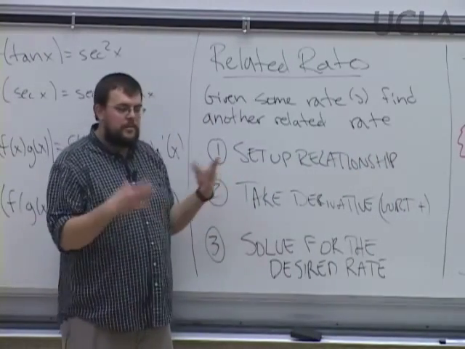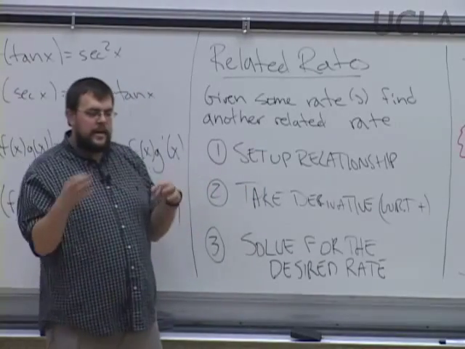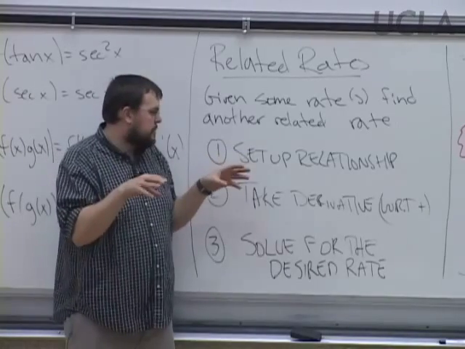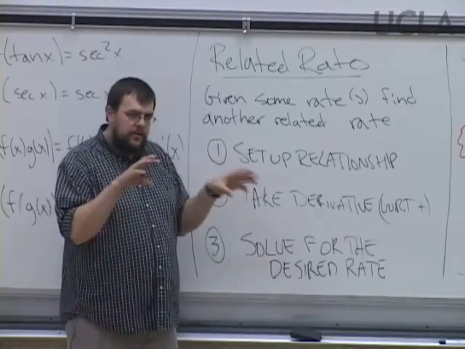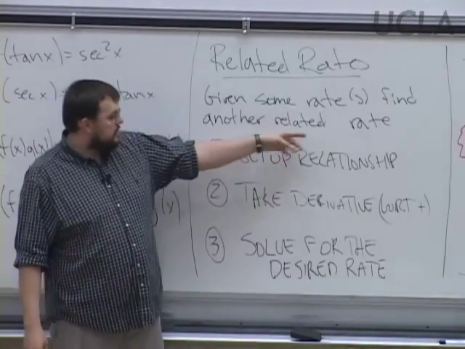For instance, the volume of a sphere, if we go back to the balloon. We can relate volume to the diameter, but that doesn't say anything about how the rates are related. It just says how the volume and diameter are related. So by taking the derivative, now I have a relationship that also involves the rates of change. So that's why we do step 2, to get to these rates.